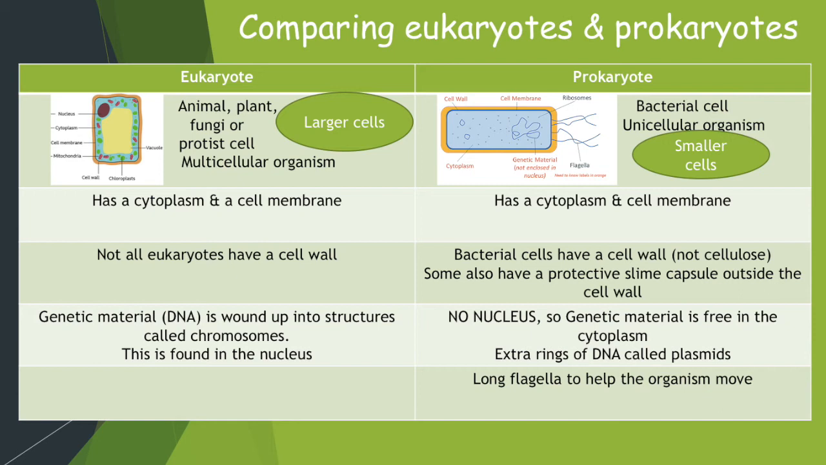We can also look at how the DNA is different. So in a eukaryote, the genetic material will be found within a nucleus. However, with our prokaryotes, there is no nucleus present. The genetic material is found loose in the cytoplasm, but they also have circular plasmids of DNA within their cytoplasm. And finally, prokaryotes have long flagella or cilia to help them to move.